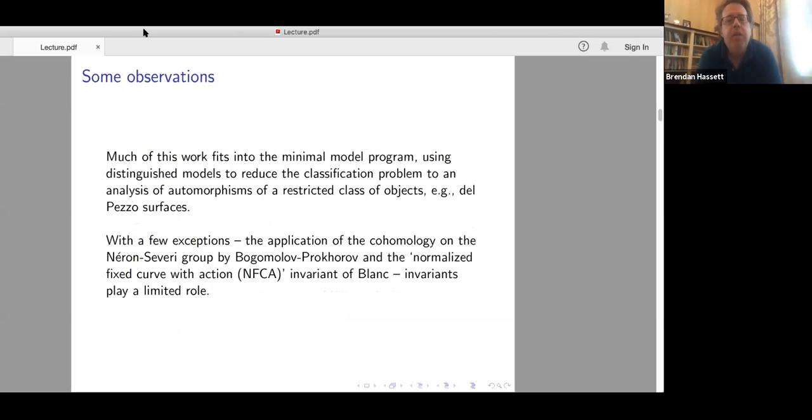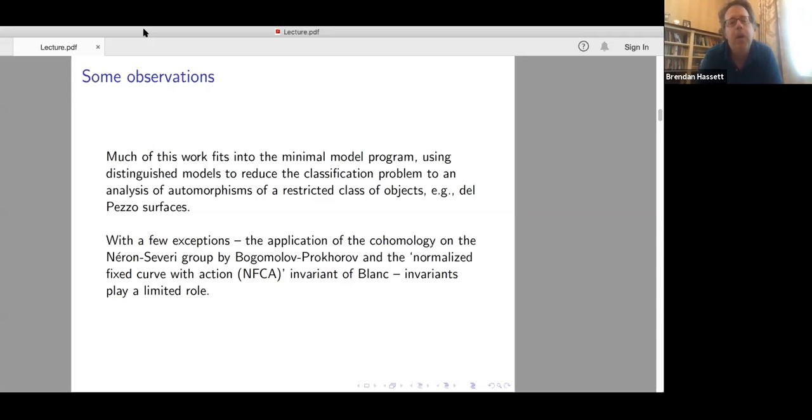So as I mentioned, this work really falls squarely in the minimal model program. The way I think about this is that the minimal model program, or a G-equivariant version of it, allows you to choose a distinguished model for whatever birational action you have: a simplest model, a minimal model, a model that's relatively straightforward. And then you're reduced to analyzing automorphisms for whatever restricted class of objects comes out of that process.